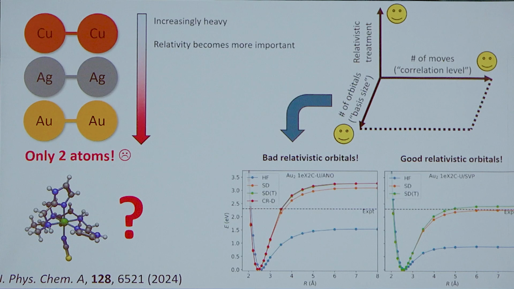So we got to start small. This is an actual work that we did where we look at two copper, silver, and gold type atoms that we stretch, and we just look at the energy, and we check all the boxes in the accuracy graph. And you can see that if you use good relativistic orbitals, you can pretty much match experimental data. But this is still far from the molecule that we want to target.